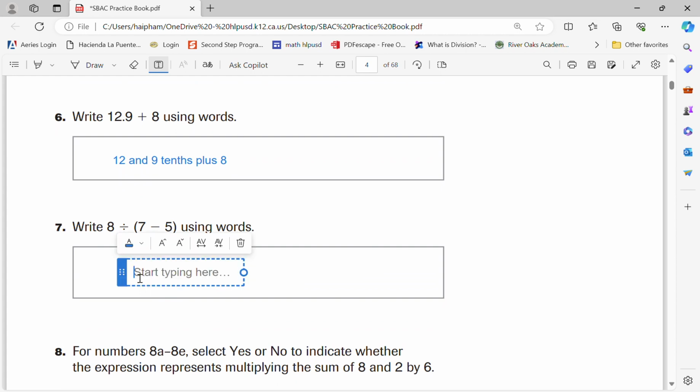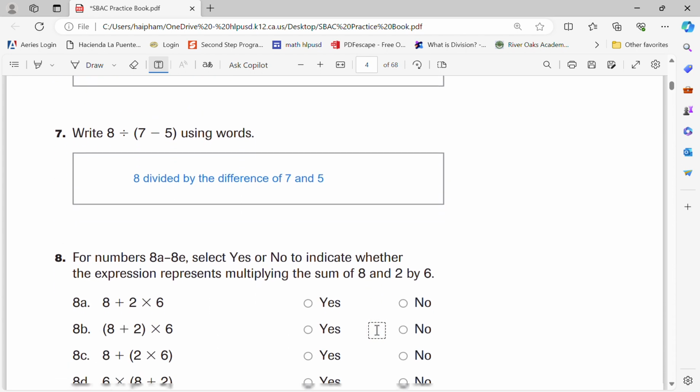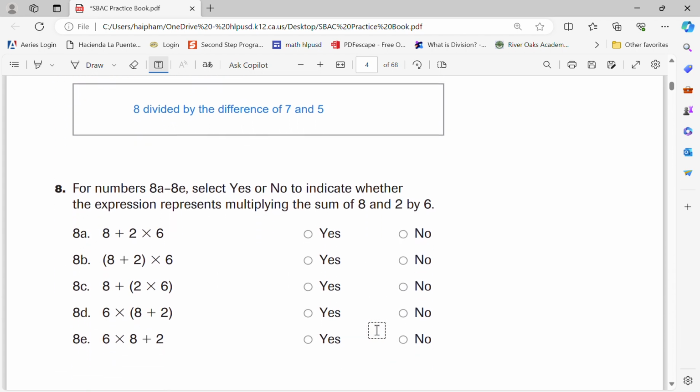Next one, write 8 divided by parenthesis 7 minus 5 parenthesis using words. So we can say 8 divided by, since we're subtracting here, we use the word difference, the difference of 7 and 5. Notice I use the word and here to imply that these two numbers are grouped together in that parenthesis there.